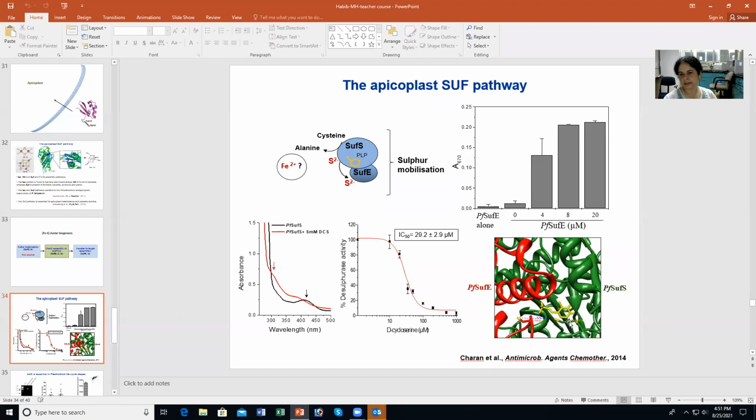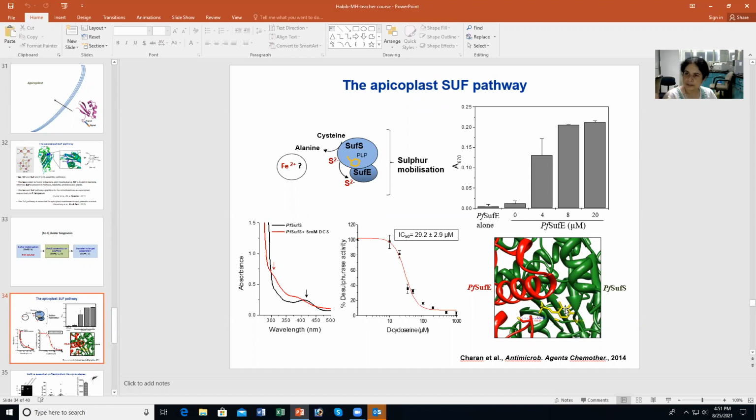This is the cysteine, this is the residue of PfSufS, which interacts with PfSufE. The transfer of the persulfide intermediate takes place from this to this, and SufE becomes a carrier for that transfer. The interaction of SufE is very important for SufS to function as a cysteine desulfurase. The question we asked was, can we inhibit SufS function?